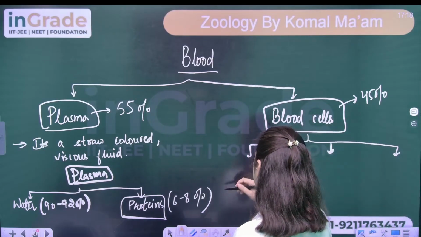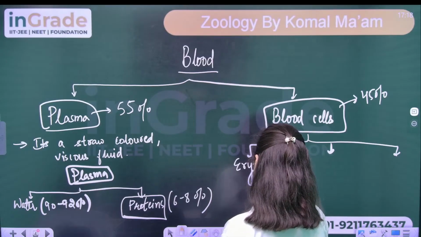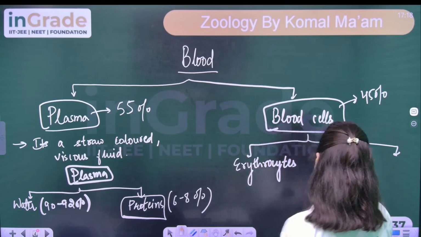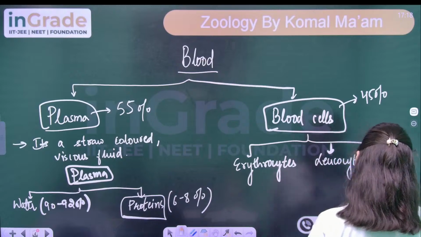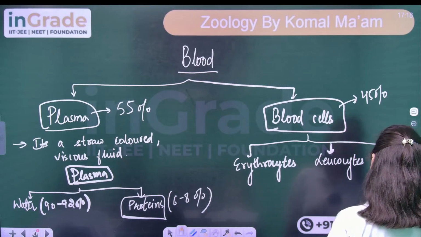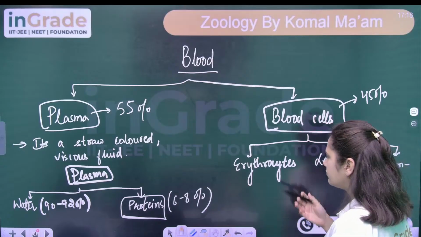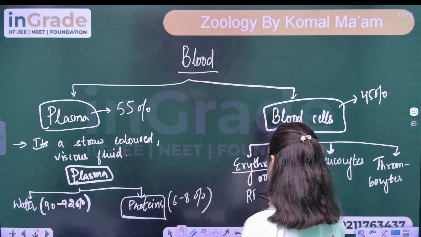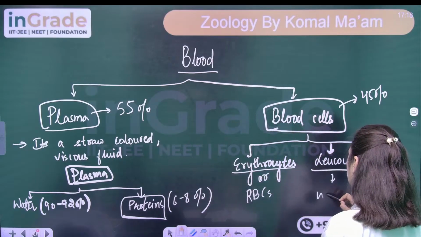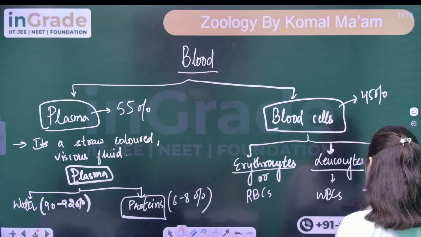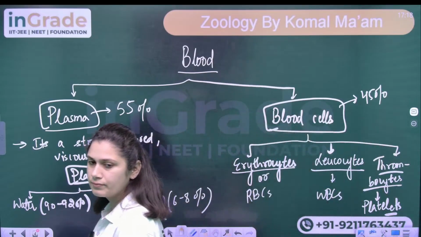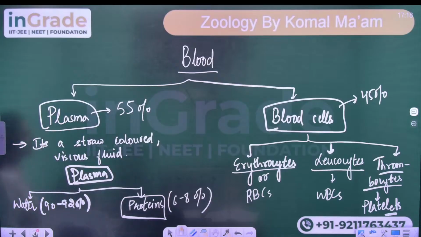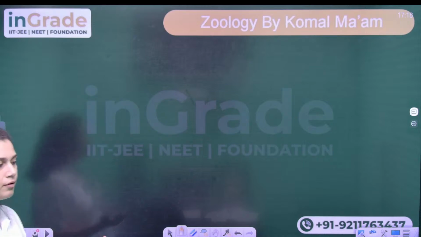One is RBCs, that is erythrocytes. Then we have leukocytes. Third we have thrombocytes. Erythrocytes are also known as RBCs, leukocytes are also known as WBCs, and thrombocytes are known as platelets. Okay, class. Next, I was discussing about plasma.